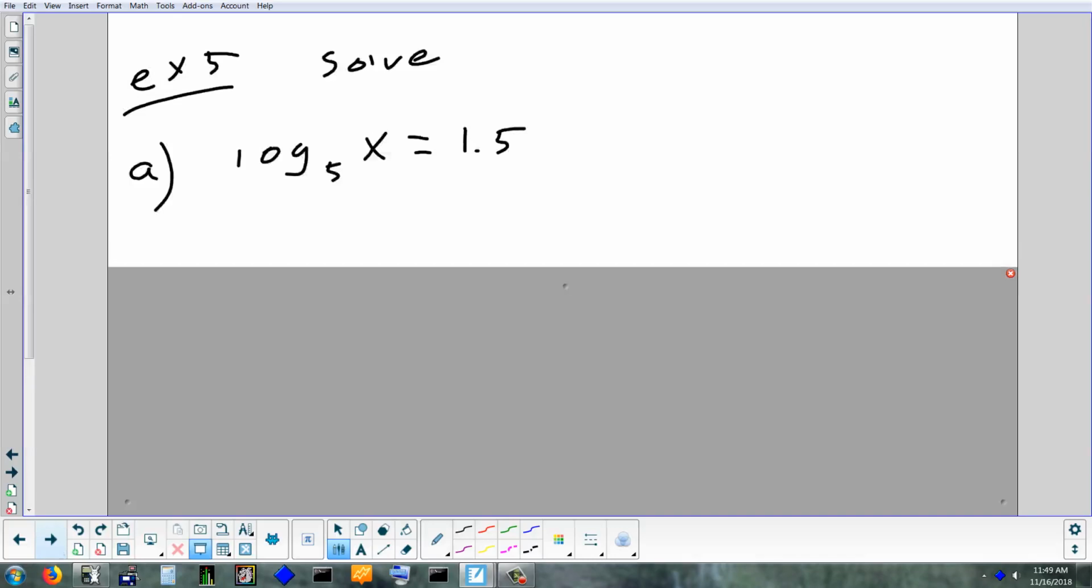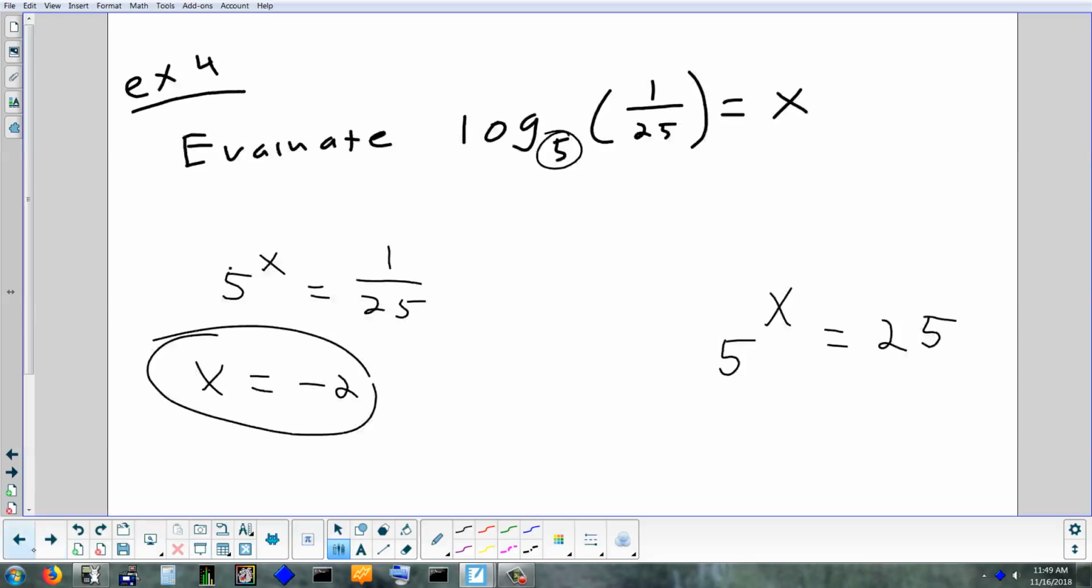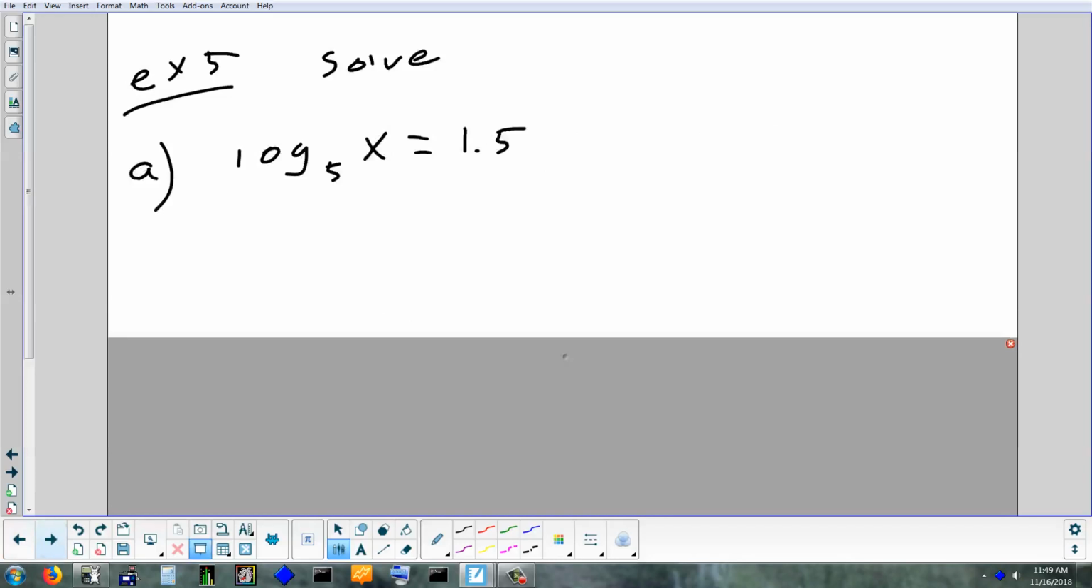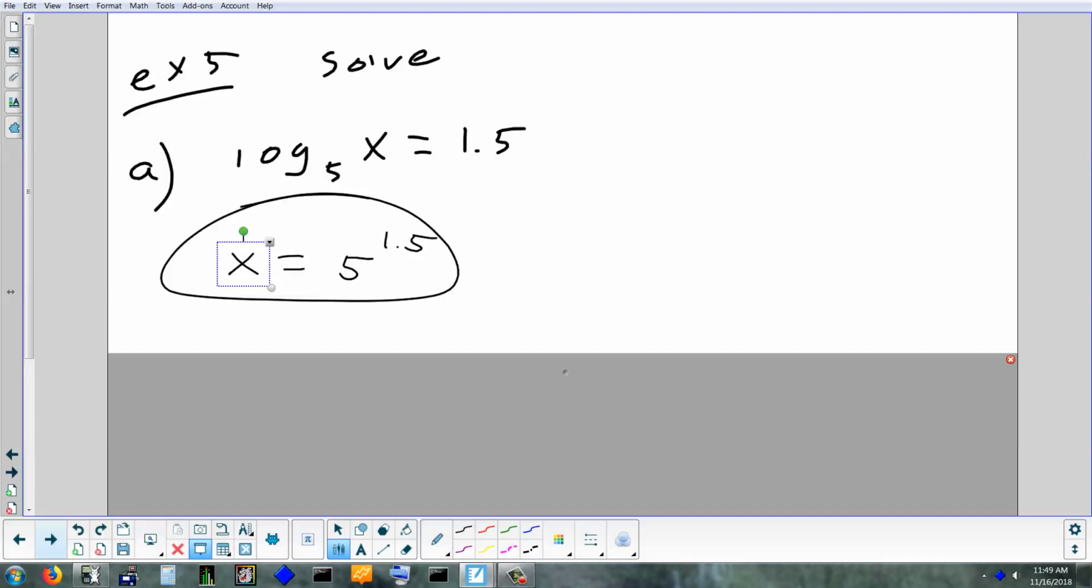All right, let's try this one. So another log equation. This time the variable, well, before it was by itself. Now it's in the argument. So it's going to be a little different, but we're going to solve it the same way. So Nate, how would I write that in exponential form? So that would be x equals 5 to the power of 1.5. That's it. 5 is your base. Logarithm equals the exponent. Argument ends up alone. So you just type that in on your calculator.